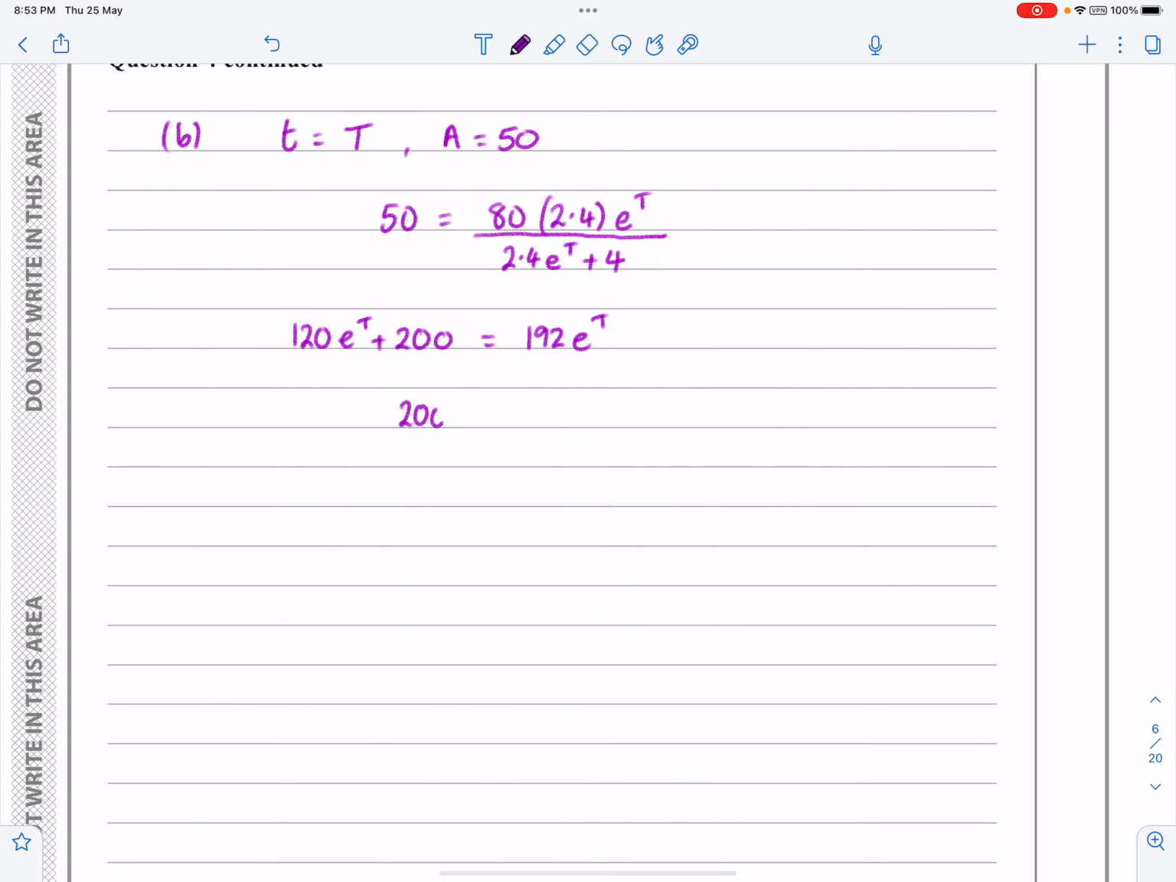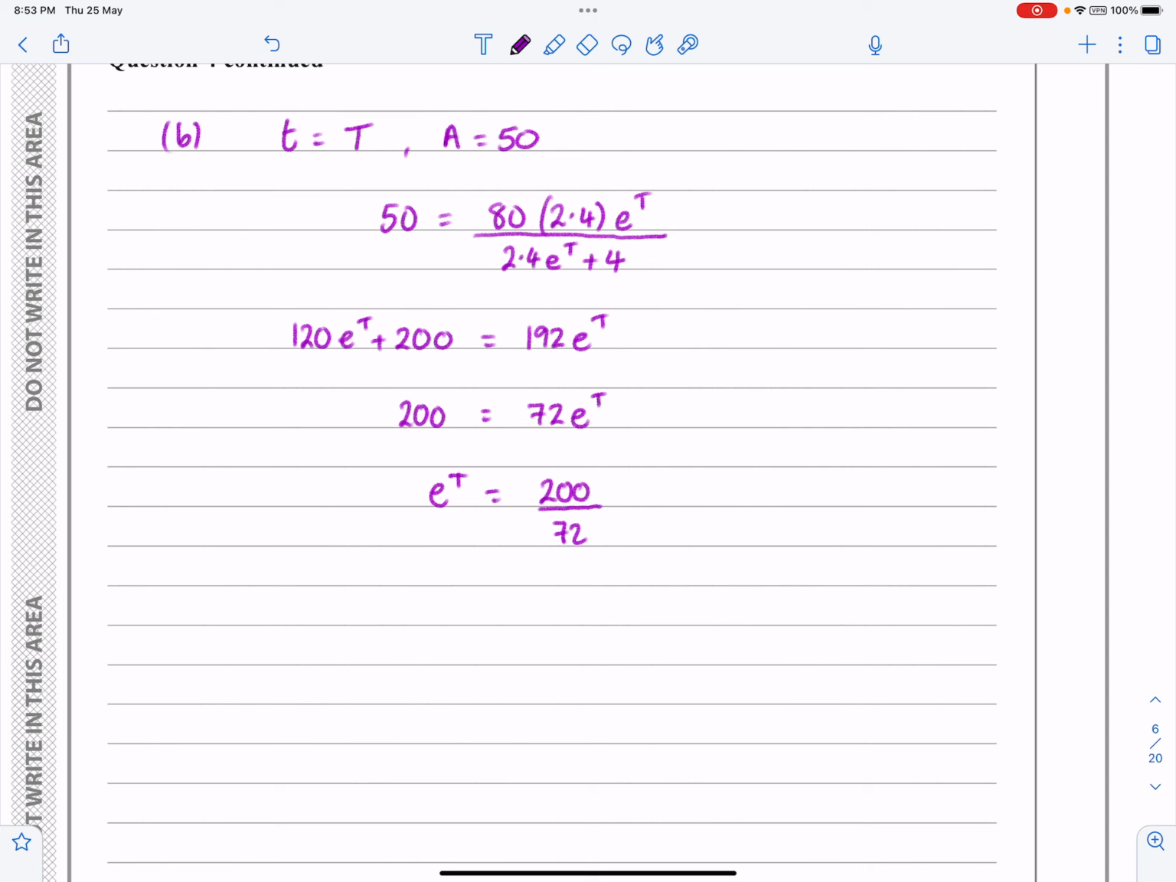So I'm going to get 200 is equal to 72e^t, which means I can get e^t. e^t works out to be 200 over 72. You can put that as a decimal or just leave it like that if you want for the time being.